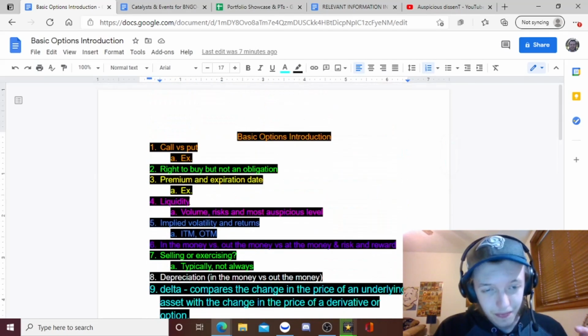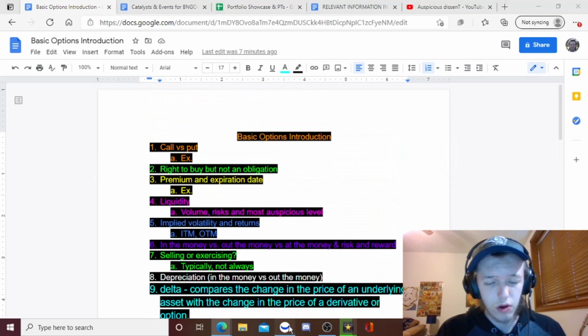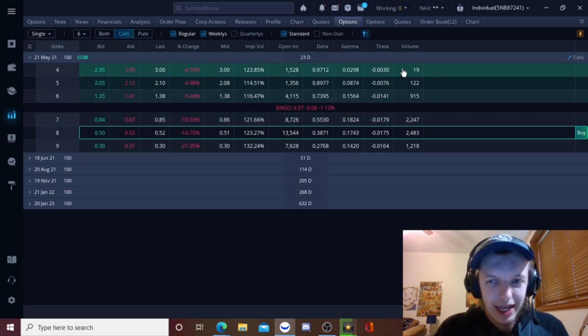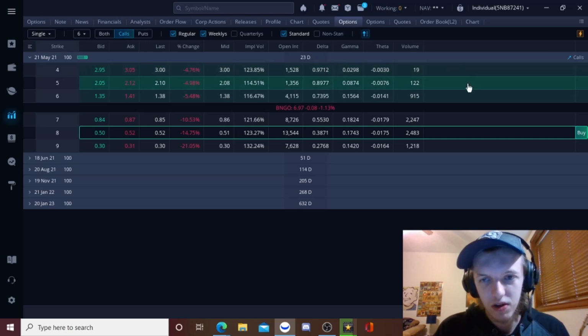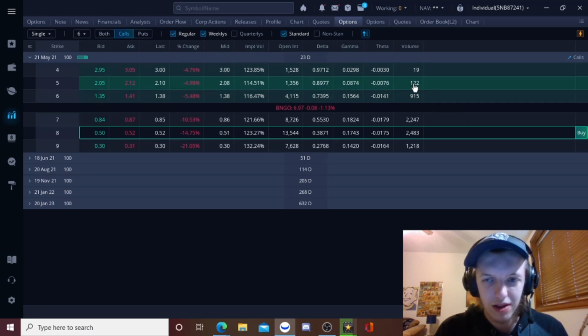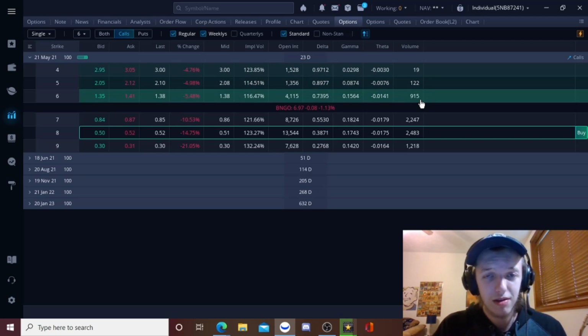But liquidity. So when you are on Webull here, you're going to have to customize your widget a little bit, but you want to have volume. You want to have that there because you do not want to get caught buying an in-the-money option, a strike price of $4 for BioNano, for example, with a volume of 19, as opposed to something with similar premium, similar risk, like the 5 or 6 strike price with a lot more volume, because that liquidity is going to come into play when you're trying to sell your option contract.